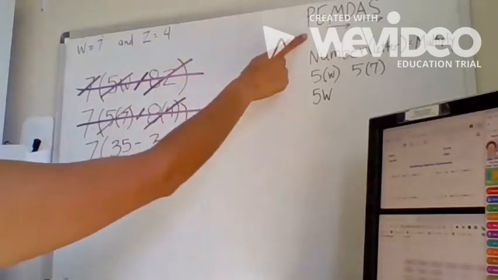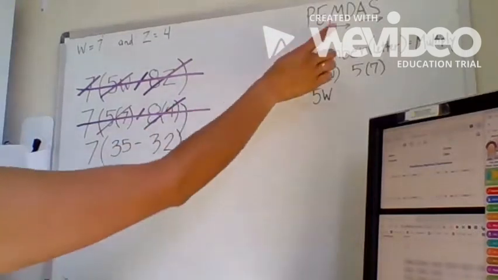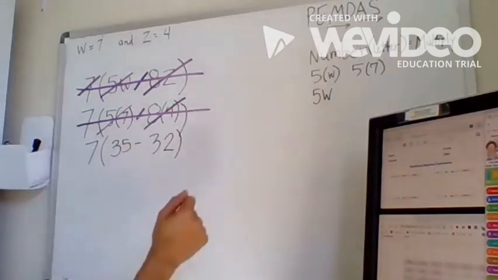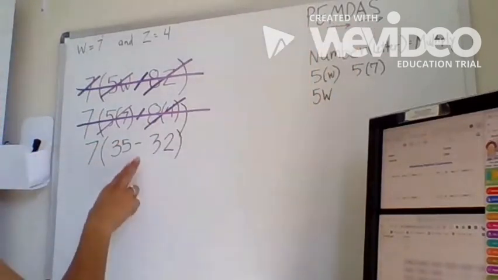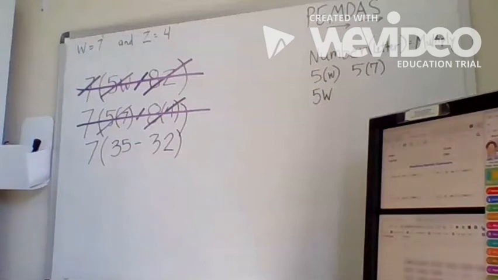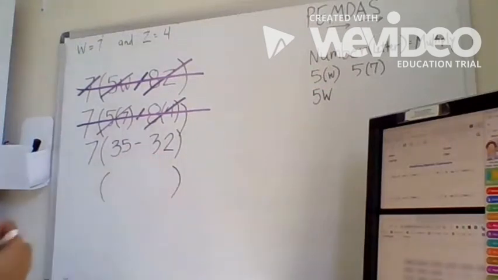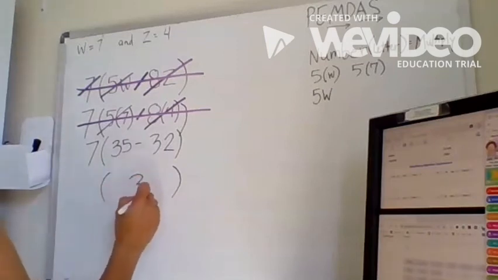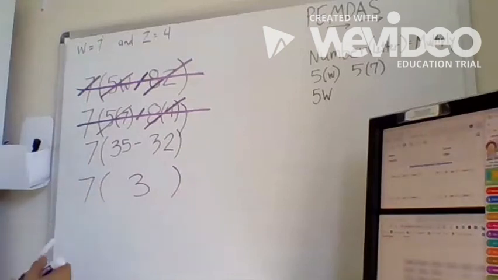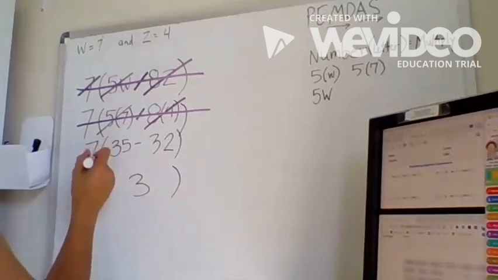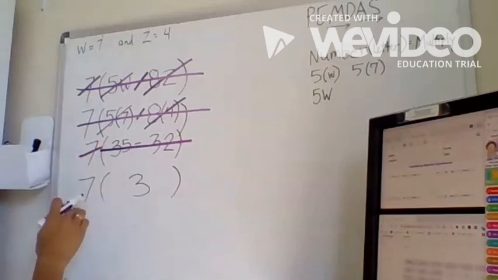Do I have parentheses? Yes, I still do. Do I have exponents? No. Do I have multiplication and division? No. Do I have addition and subtraction? Yes. What do I have? Subtraction. So I'm going to work on the subtraction next. 35 minus 32 is 3. Then I bring down my 7. I dealt with this one, so I can cross it out. And I dealt with the 7 because I brought it down.